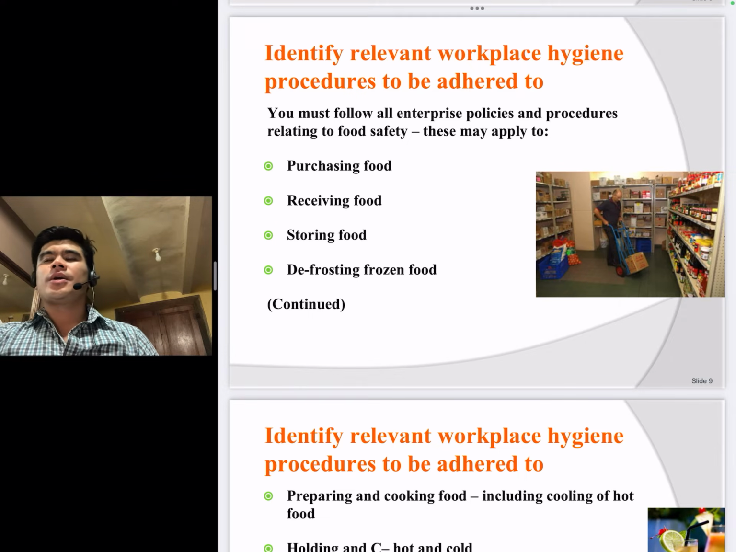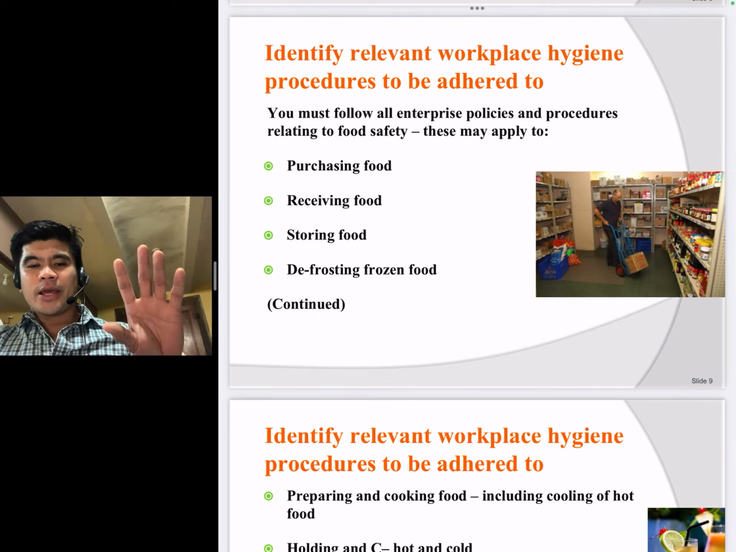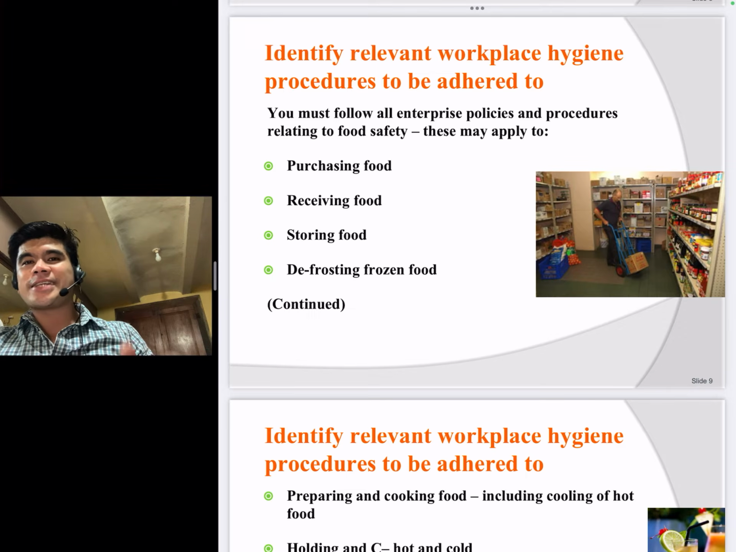Storing of food. As you can see on the right hand side, these are the condiments. On the left hand side of the picture, those are the boxes. So proper organization inside the food storage is very important. Okay, and you have to observe that. Next, defrosting frozen foods.